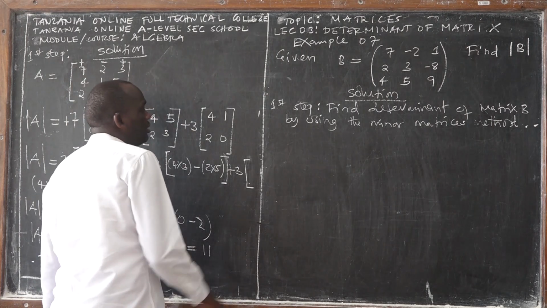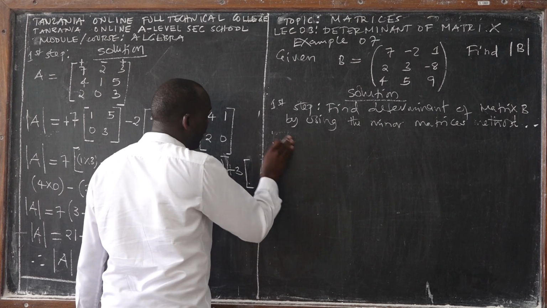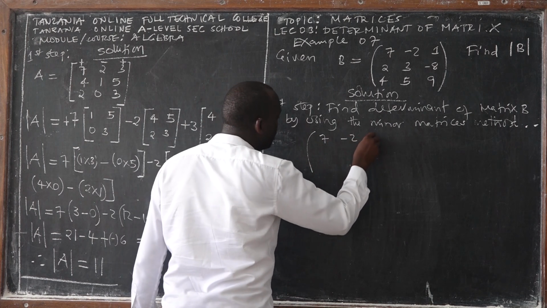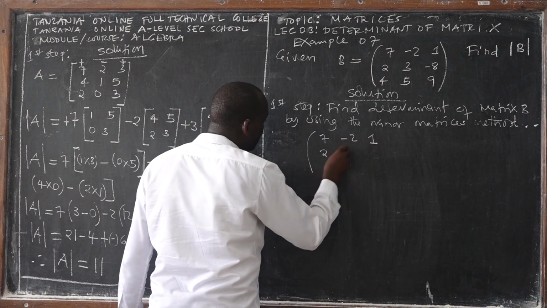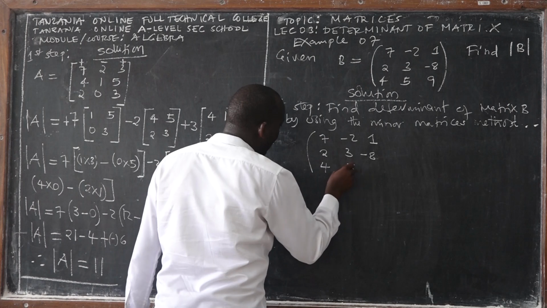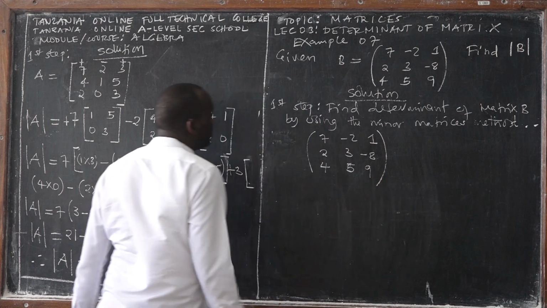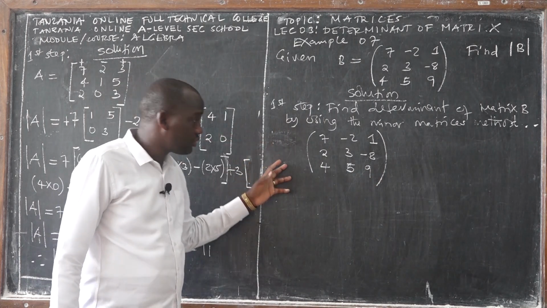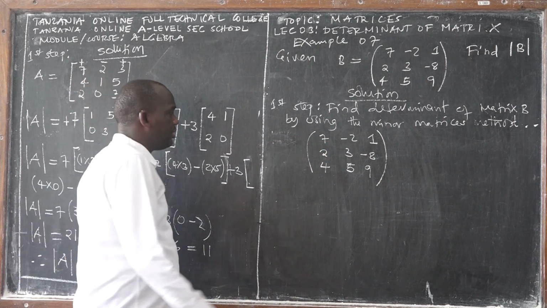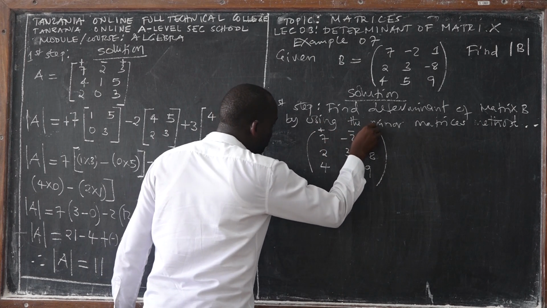Well, stop writing. We have been asked to find determinant of matrix B. This is equal to what? So we have to write the matrix first. We have B given 7, negative 2, positive 1. 2, 3, negative 8. 4, 5, 9. So the next step before we find minor matrices, we have to assign the positive and negative signs to the elements of the first row. This is positive, this is negative, this is positive.